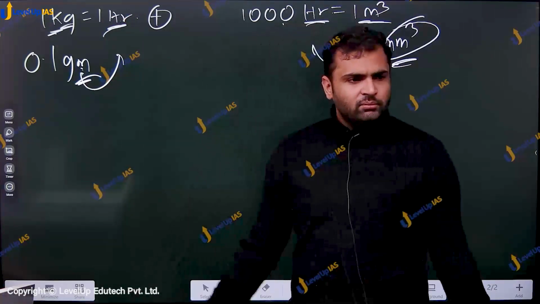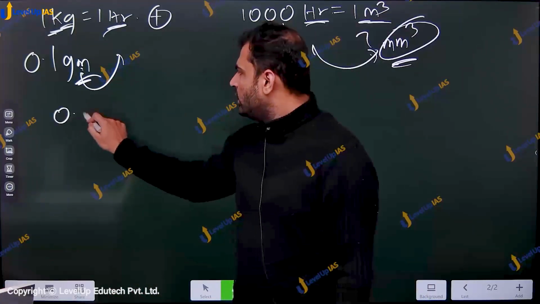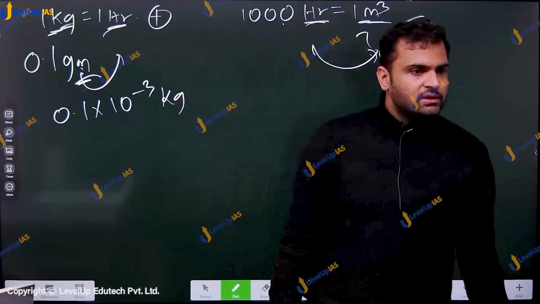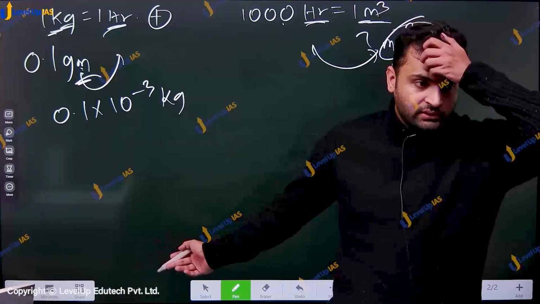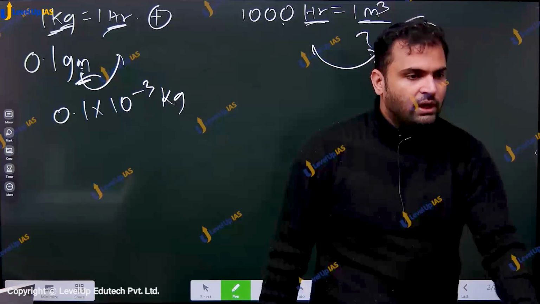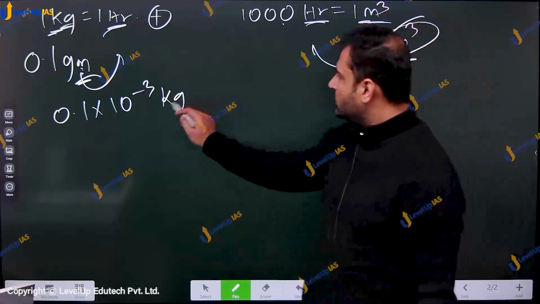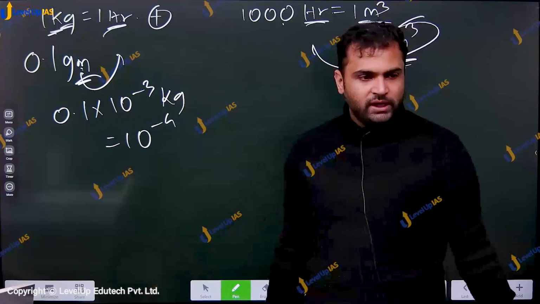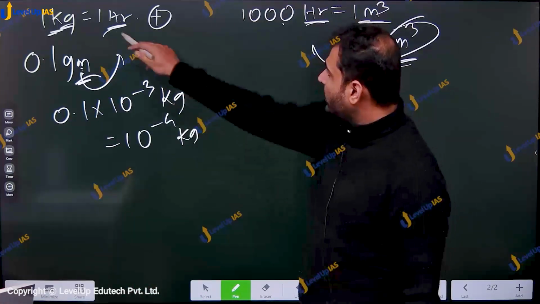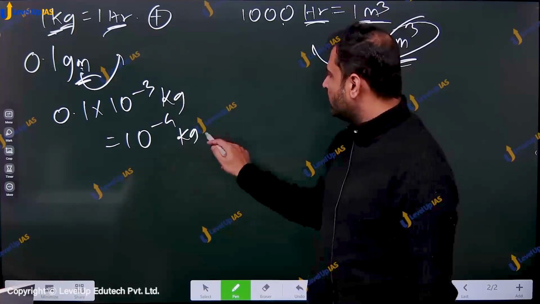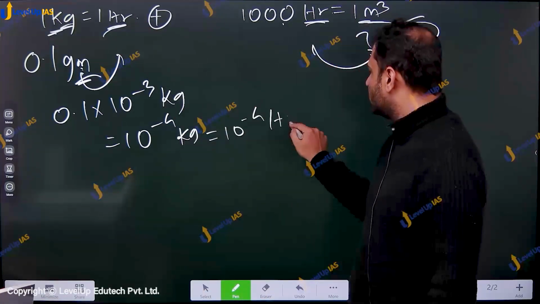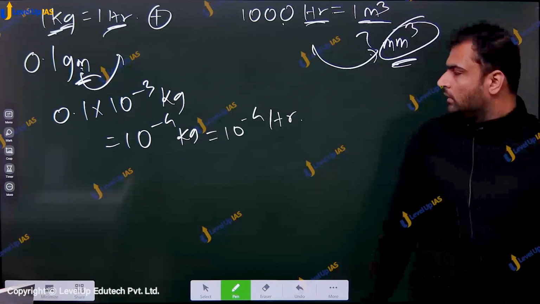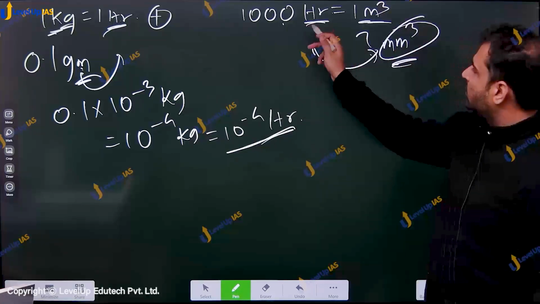0.1 gram is nothing but 0.1 into 10 raised to minus 3 kilograms, because 1 gram is 1 by 1000 kilograms. Gram is the 1/1000th part of a kilogram. So this is 10 raised to minus 4 kilograms, and 1 kilogram is 1 liter. So these many kilograms is the same number of liters, right? Fine. Now we want to find the value of these many liters.